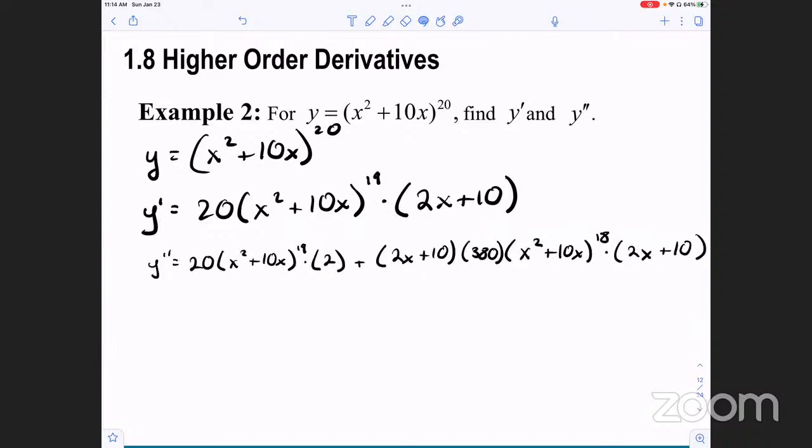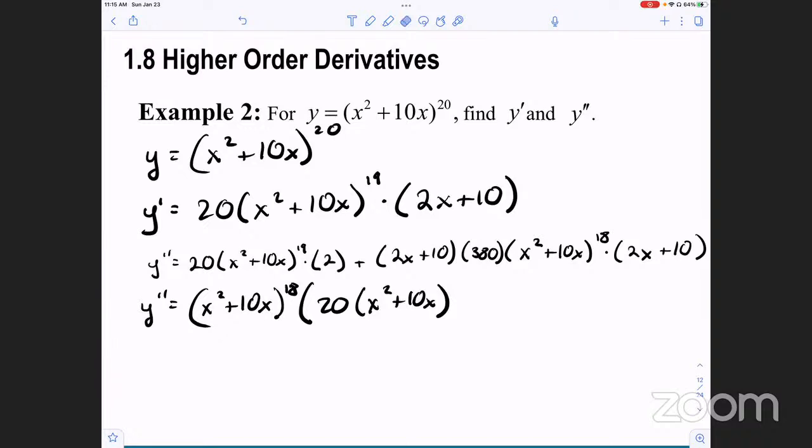Now we have some like terms. I'm not going to expand this all the way out, but we can combine some of the stuff. For instance, we can factor out that x squared plus 10x. They both have at least 18 of those. So let's go ahead and capture that. So then y double prime, they both have this x squared plus 10x, and they both have at least 18 of those. If we're going to have 20, there's still one of those left. So x squared plus 10x.